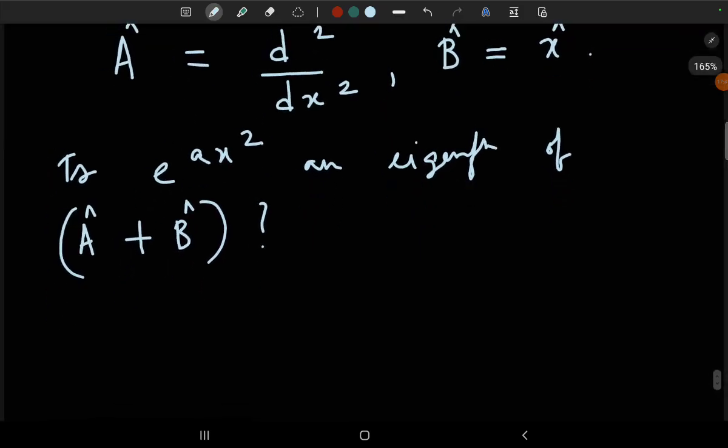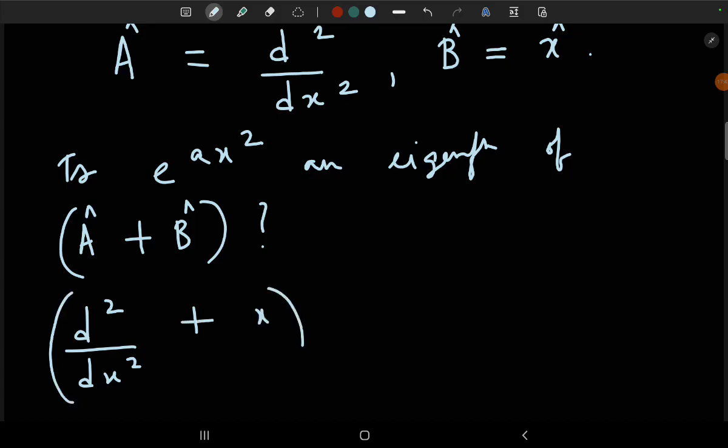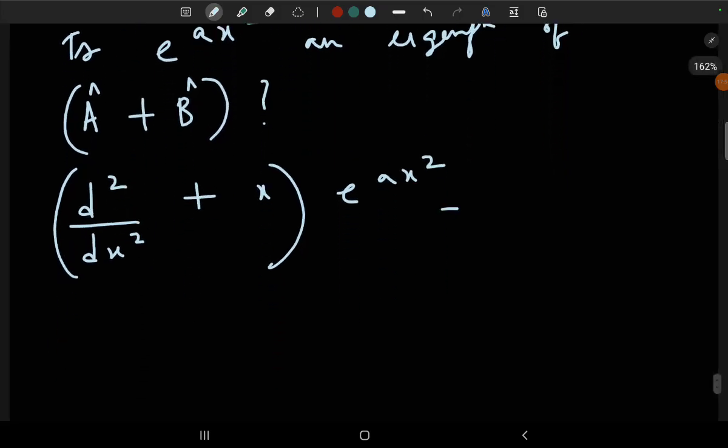Let's try and figure this out. That d²/dx², the double derivative, plus x acting on e to the power x². What is the result? What we have to do is just find this out, and this is actually your a plus b.